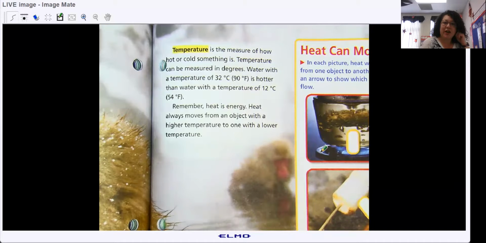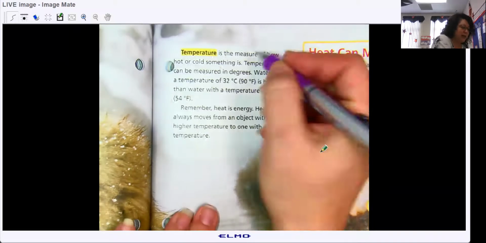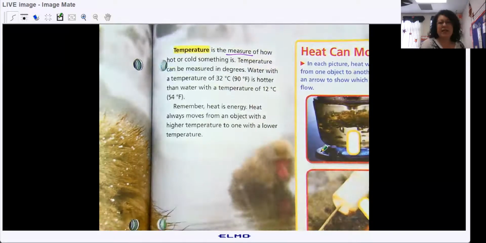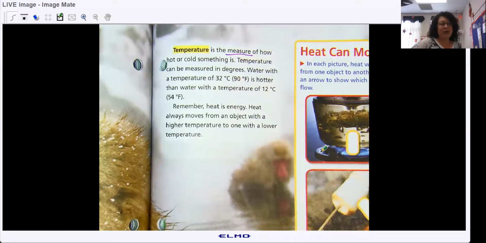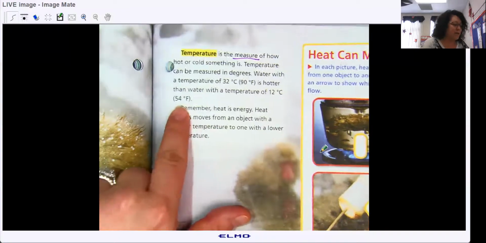Temperature is the measure of how hot or cold something is. Temperature can be measured in degrees. Water with a temperature of 32 degrees Celsius, different countries use different words to measure, but it's the actual same temperature, which is 90 degrees Fahrenheit. We use Fahrenheit, so 90 degrees is really warm water. It's hotter than water with a temperature of 12 degrees Celsius or 54 degrees.